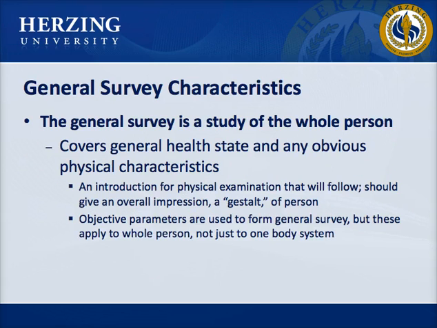The general survey is a study of the whole person, covering the general health state and any obvious physical characteristics. It covers 4 areas, which include physical appearance, body structure, mobility, and behavior. Changes in any area may indicate illness.